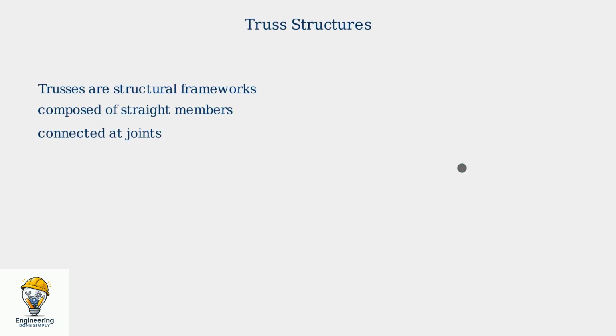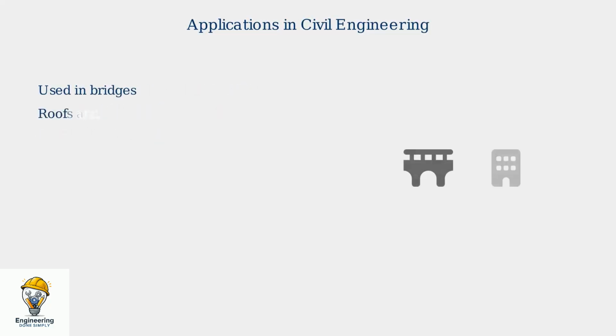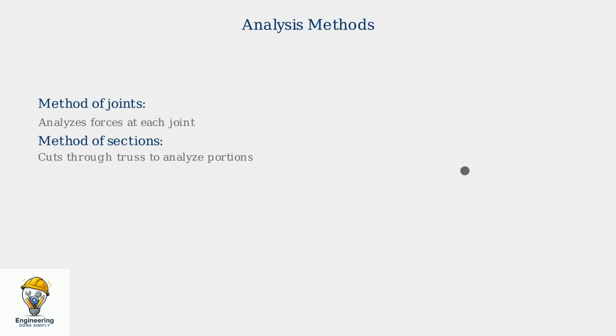Truss structures are frameworks made of straight members connected at joints, forming triangular units that provide strength and stability. In civil engineering, trusses are commonly used in bridges, roofs, and towers because they efficiently distribute loads through their interconnected members. Engineers analyze trusses using the method of joints, which examines equilibrium at each joint, or the method of sections, which cuts through the truss to isolate portions for analysis.